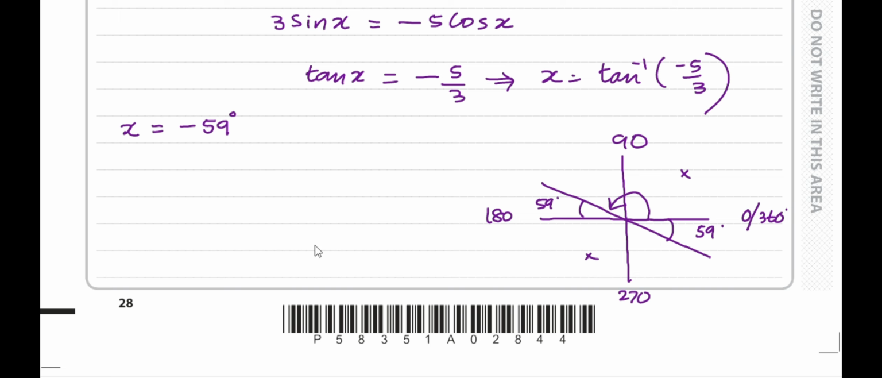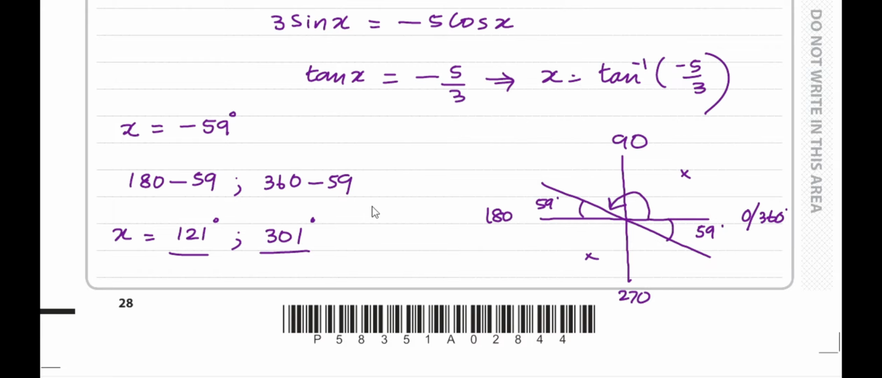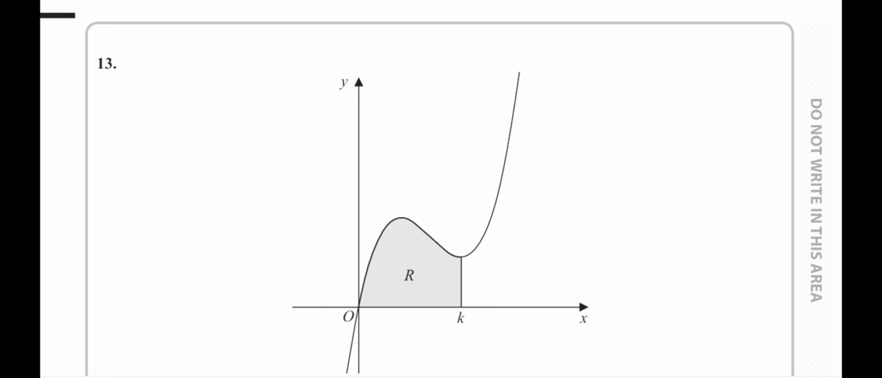So going this way, the first angle is 180 minus 59, okay, and the second angle will be 360 minus 59. That's equal to 121 degrees or 301 degrees. Okay. So these are the two values of x possible.